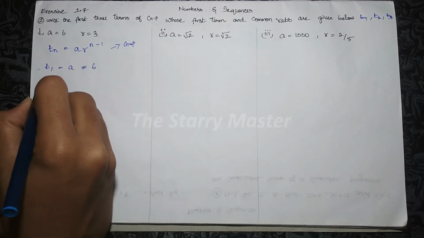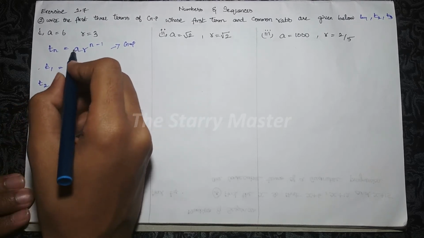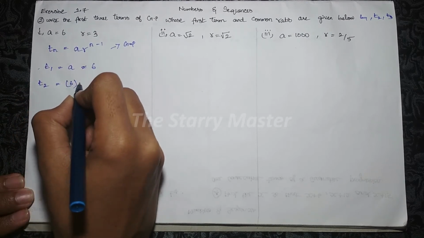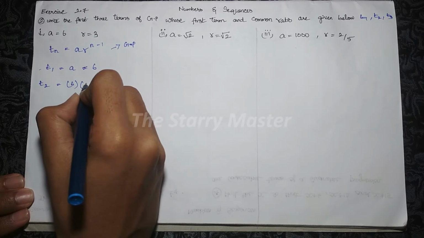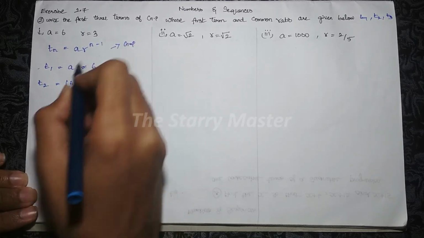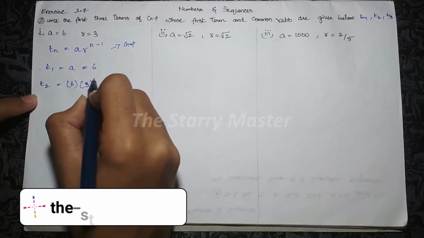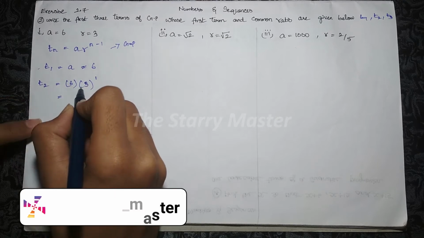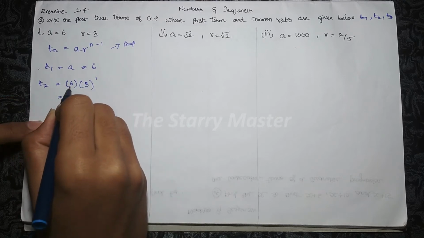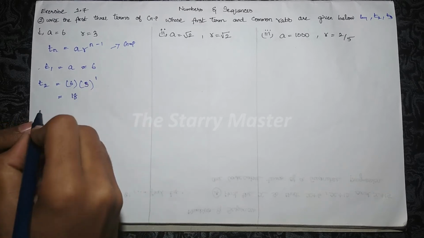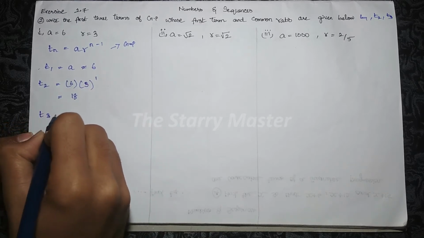We need to find T2. In place of a we will write 6, and r here is 3. In place of r we write the r value, and n minus 1: n is 2, 2 minus 1 is 1. So it is equal to 6 times 3 power 1, which is 3. 6 threes are 18. So T2 is 18.